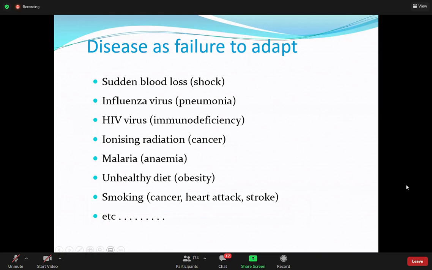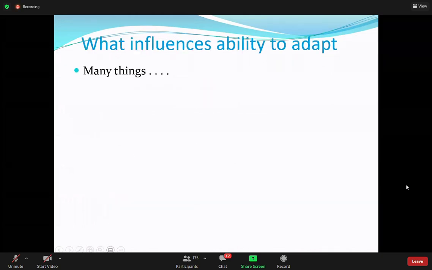It's a huge amount. That may cause even cancer, heart attack, or stroke, and so on. So what influences the ability to adapt? There are some influences which can help in adapting. For example, age.